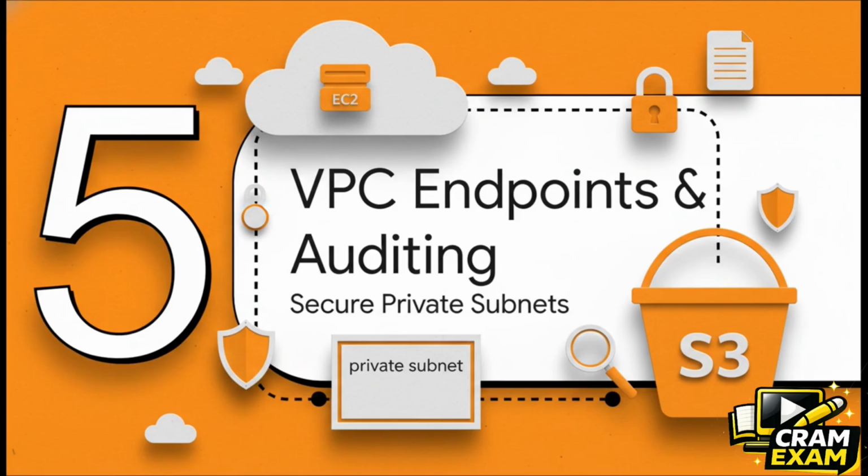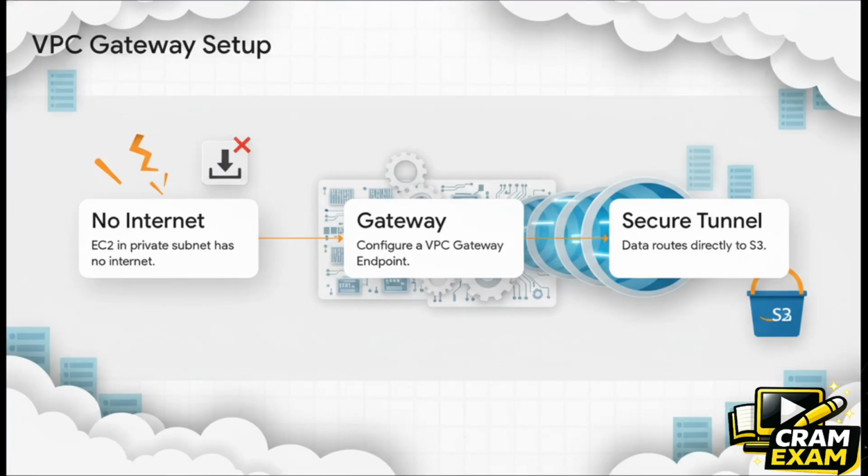Section 5. VPC Endpoints and Auditing. Securing the private subnet. You really need to watch out for this incredibly common architectural trap. Let's say you have an EC2 server sitting in a private virtual private cloud, or VPC, subnet. It has absolutely no internet access whatsoever, but it still needs to write application logs to your Amazon S3 bucket. How does it connect? S3 is fundamentally a public service, so if your server doesn't have internet access, your upload just fails. The application crashes and your logs are totally lost.